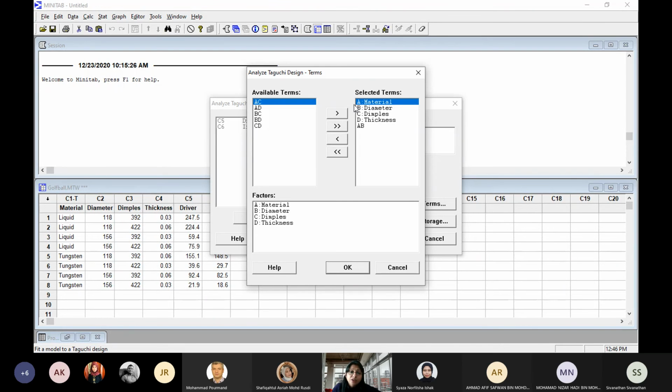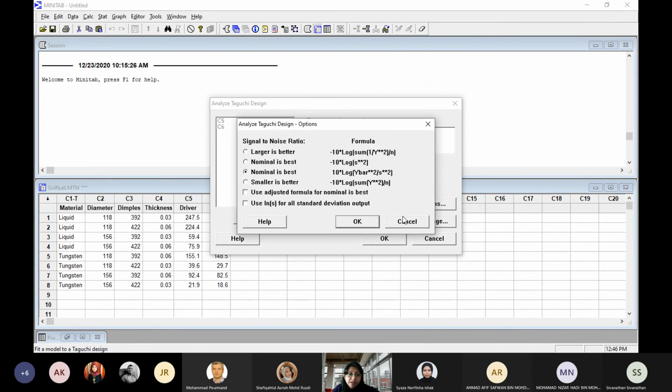Okay. Other than looking at the individual parameter, we also want to look at the interaction of the material with the diameter. The manufacturer wants to look at the interaction between these two parameters, so he included A, B as well. And then options. You choose larger the better because you want the ball to travel far, right? Larger is better. So you can see here you have larger the better, smaller the better, and nominal is best. For nominal the best, there's minus and also there's plus. This is depending on your output value, right?